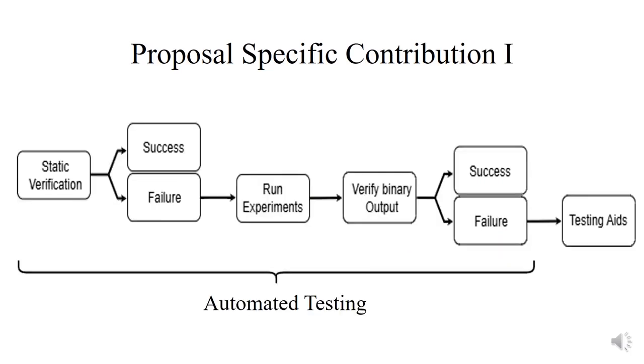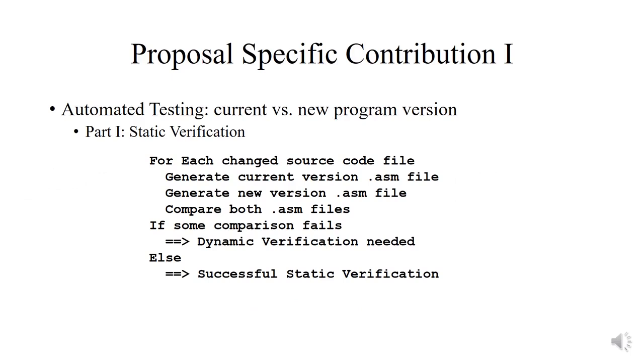The automated testing is one of the most interesting contributions of the proposal. This automatic testing includes a static verification, and when the static verification fails, it runs experiments so that a dynamic testing is made. The static verification is basic assembly file comparison, and this is possible because the compiler is able to generate assembly files from the source code.